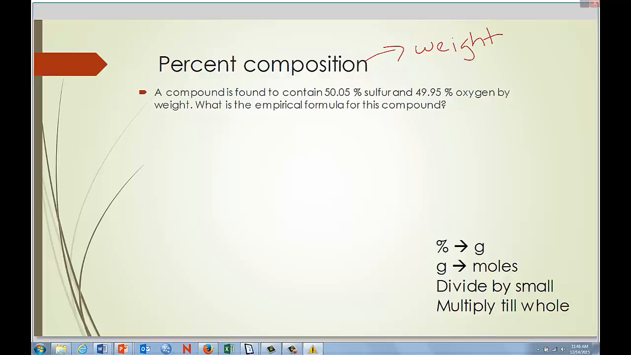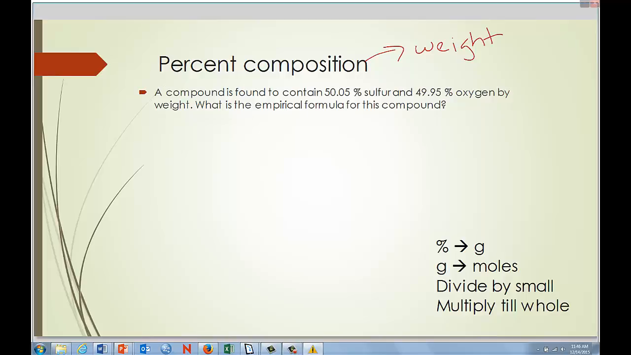Because essentially what happens is we have a compound, we put it through a machine, and then the machine tells us it's this percent sulfur, for this example, and 49.95% oxygen. And from there you can figure out the ratio based on the molar masses and whatnot.